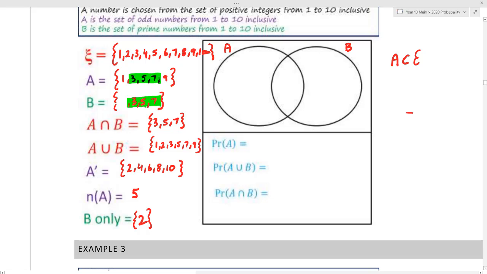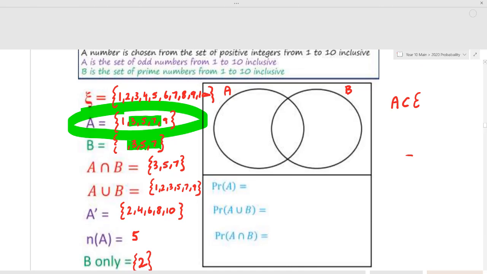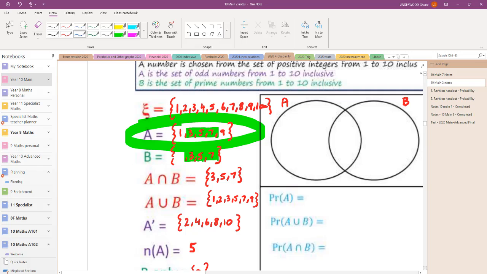A or B is, of course, everything inclusive, and of course, we didn't include 1 or 2, so 1, 2, 3, 5, 7, 9. And we also talked about anything that's not A. Anything that's not A is 2, 4, 6, 8, 10. And of course, some of those will go into B potentially. And the cardinal number of A is 5. There's 5 things in A. Okay, now that we've got that, we should be able to go ahead and fill in our Venn diagram.